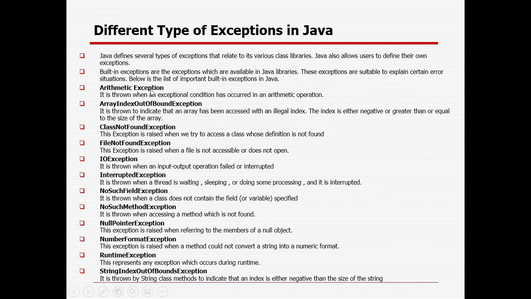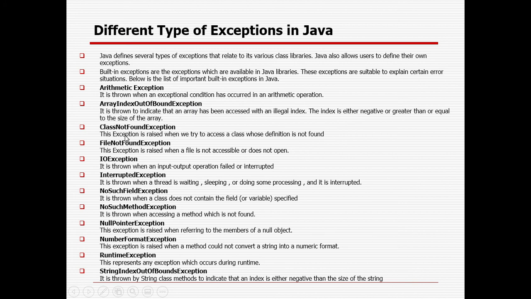This is the important exception. Arithmetic exception: if you do something exceptional in arithmetic, like division by 0, it will throw an arithmetic exception. Array index out of bound exception is thrown to indicate that an array has been accessed with an illegal index. Suppose we have defined the array with size 2, so it will be A0 and A1, but I want to access the variable placed in A3. Only 2 elements are there, so how can you access A3? At that time, an array index out of bound exception will occur. The index is either negative or greater than or equal to the size of the array.